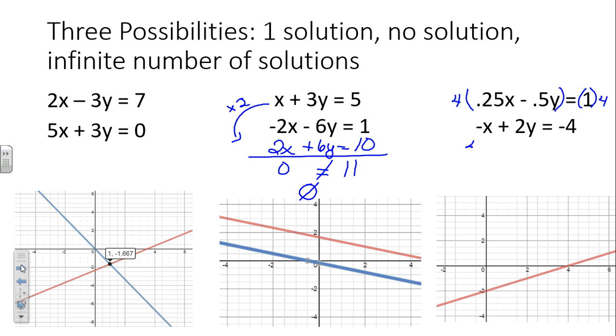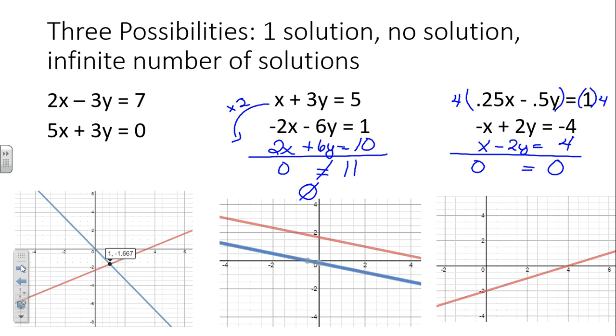We'll have a 1x. 4 times a half is going to be 2y, right? A negative 2y. So positive times a negative is a negative. And 4 times 1 is 4. Now when we add the two equations up, 0 plus 0 again, is that equal to 0?